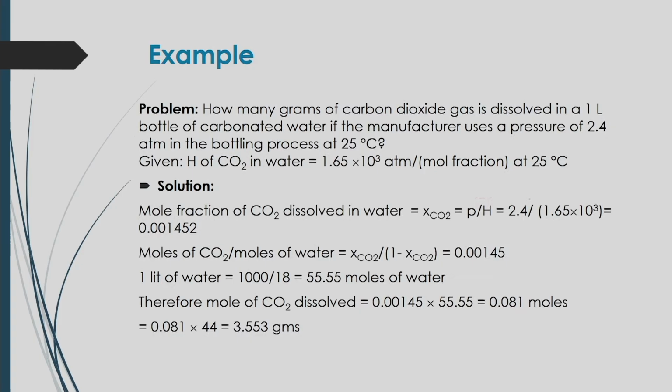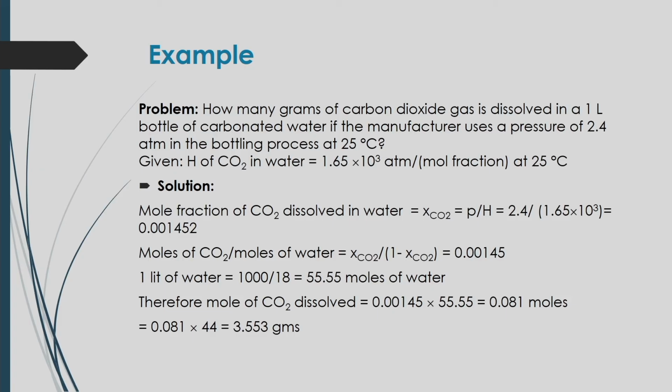Now, let us do an example based on Henry's law. How many grams of carbon dioxide gas is dissolved in a 1 liter bottle of carbonated water if the manufacturer uses a pressure of 2.4 atmosphere in the bottling process at 25 degrees Celsius? Henry's constant of carbon dioxide in water is given as 1.65 x 10^3 atmosphere per mole fraction at 25 degrees Celsius.